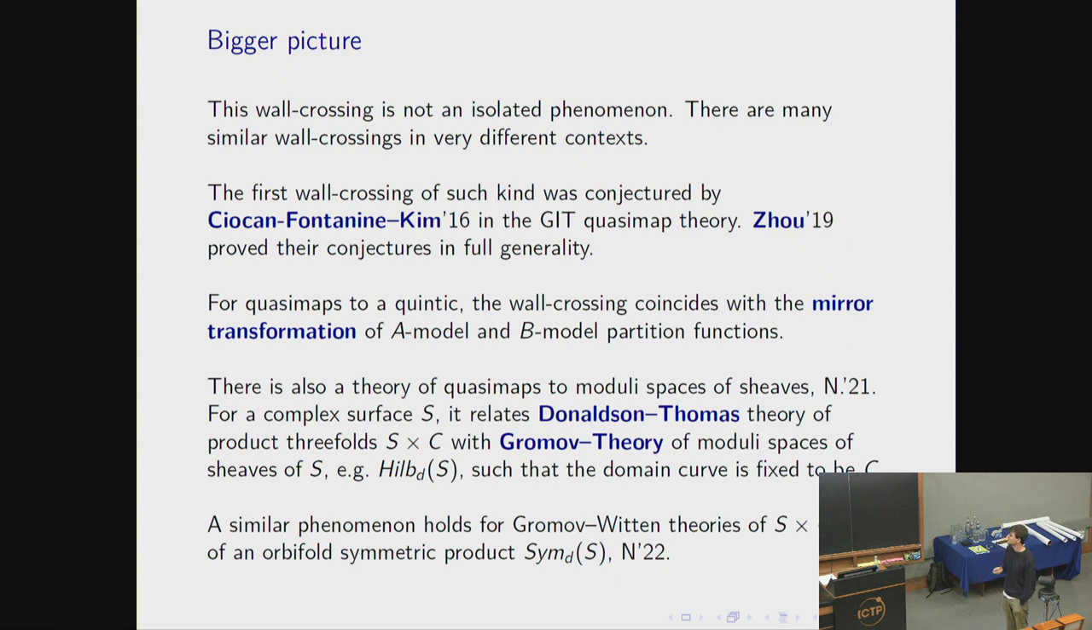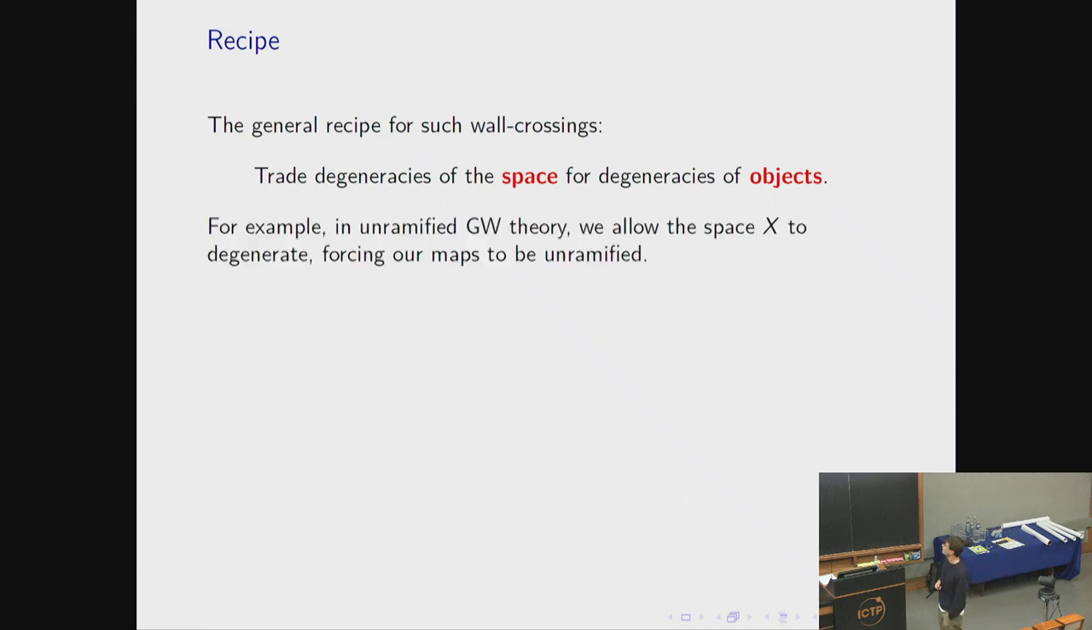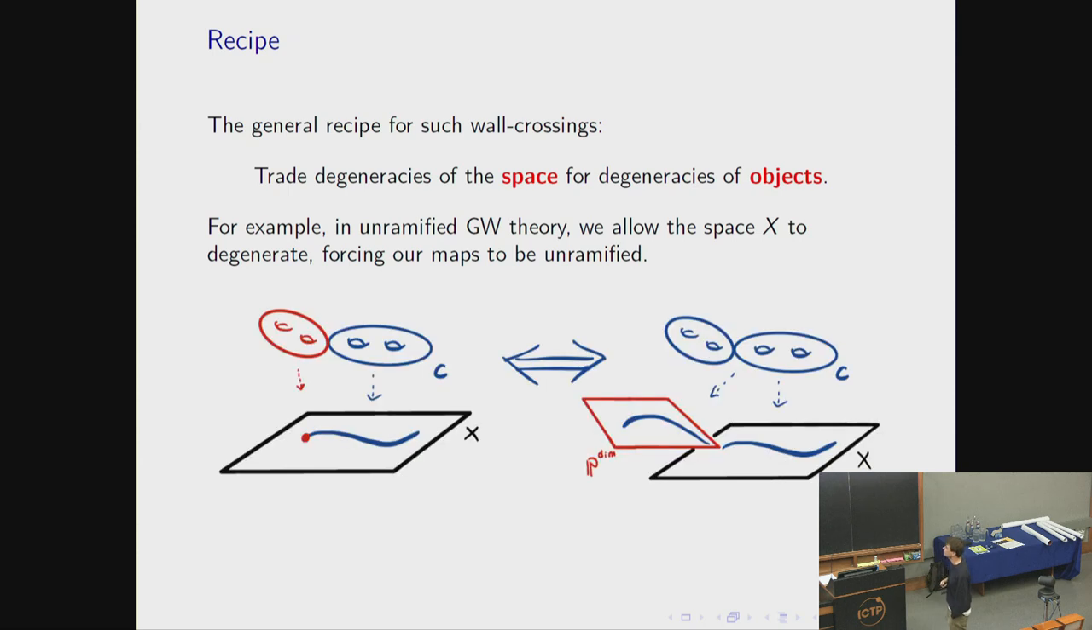Last slide. What unifies these wall crossings? Essentially, in these wall crossings we trade degeneracies of our space with degeneracies of our objects. In the case of unramified Gromov-Witten theory, we traded contracted components with the bubbles on the target.